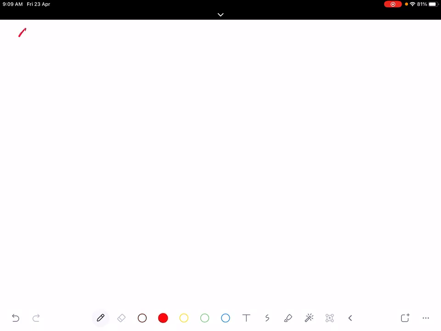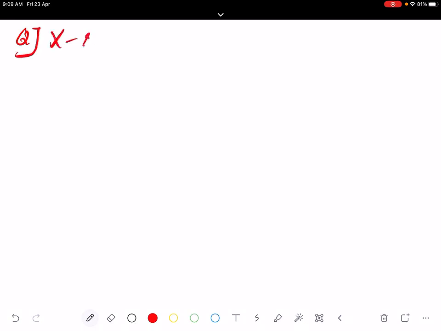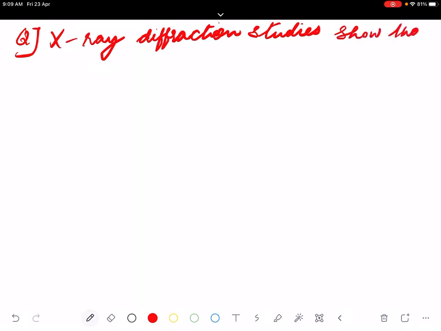X-ray diffraction studies show that, you don't have to learn X-ray diffraction studies. The only thing that you have to know is that by this experiment the edge length is found out. Show that copper is a metallic solid.